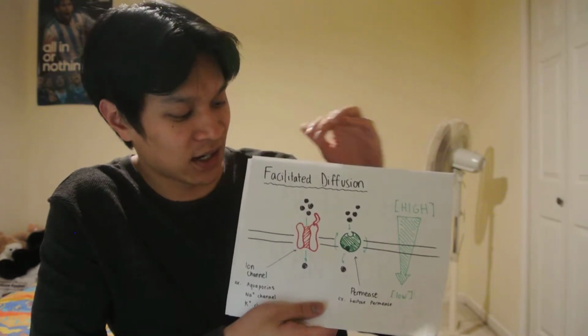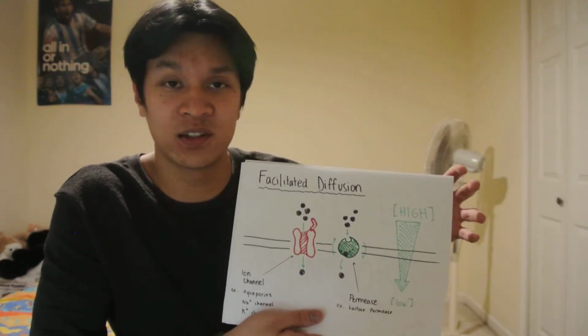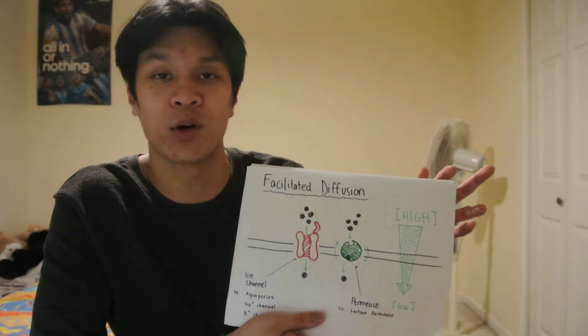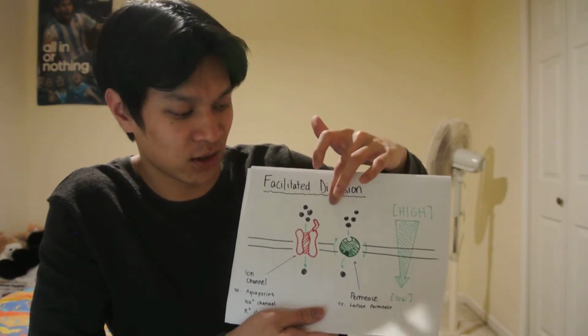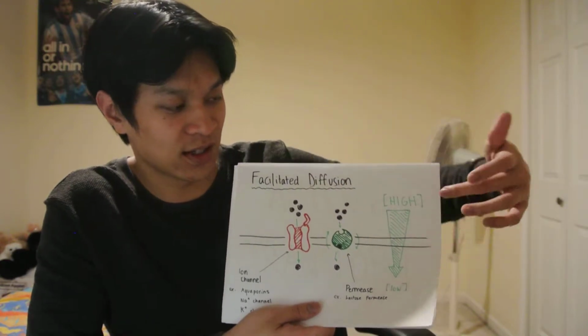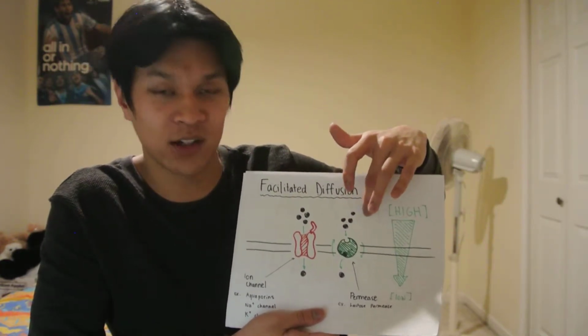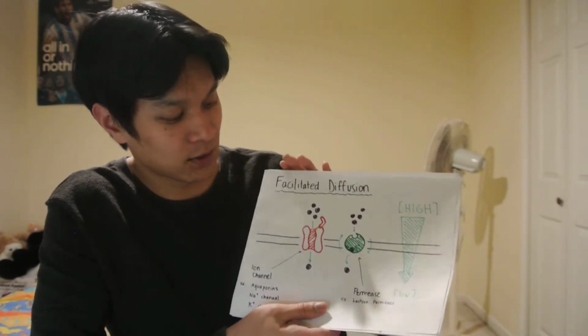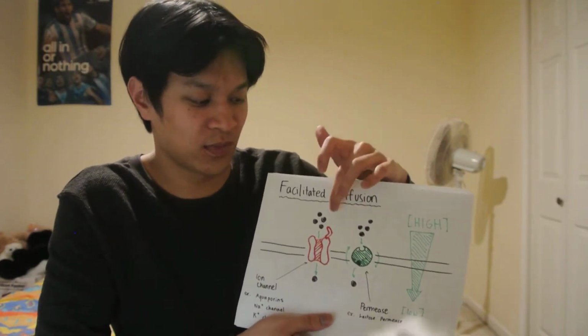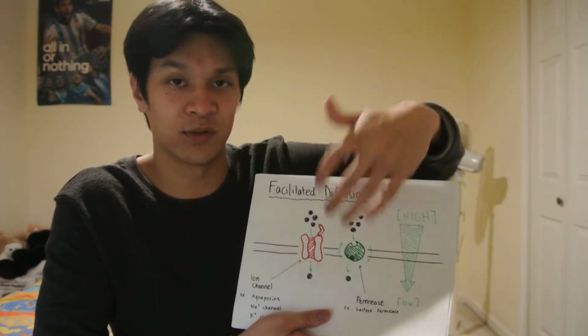Okay, so the ion channel, it's really just a channel or a pore, you could say. And again, we're using high concentration to low concentration, as illustrated here, and as with the particle amounts, as demonstrated in the diagram here. Yeah, so these molecules will just move across.